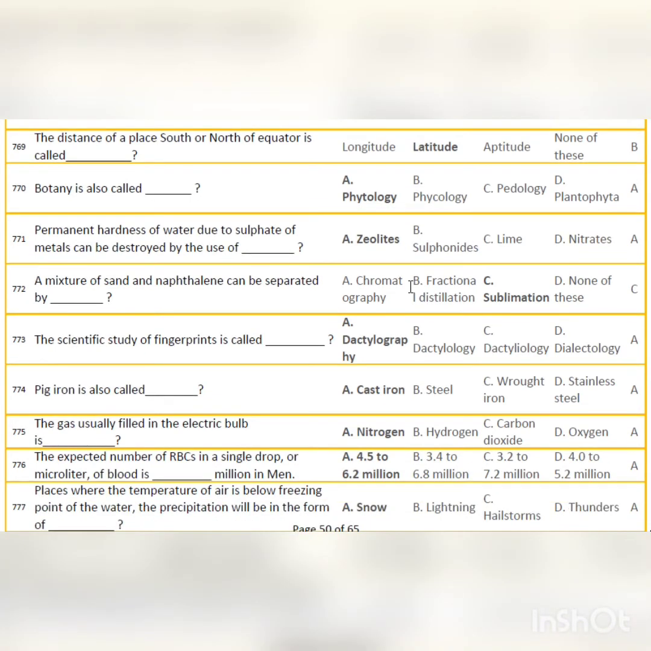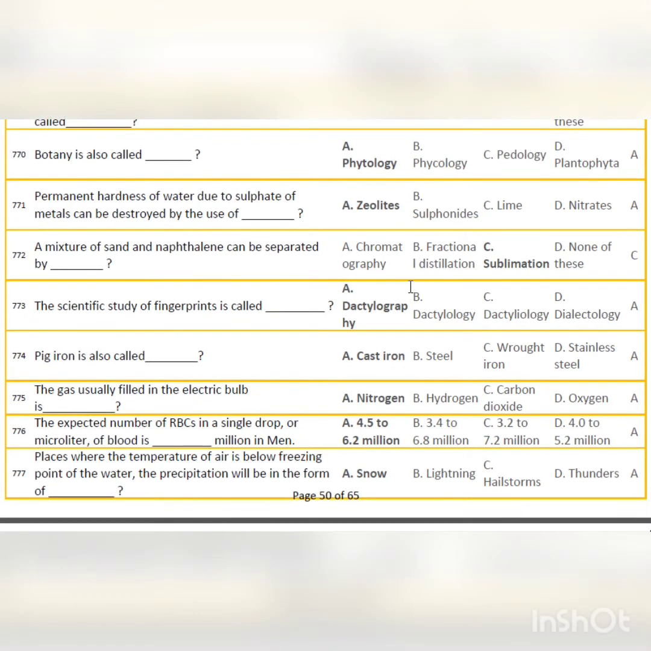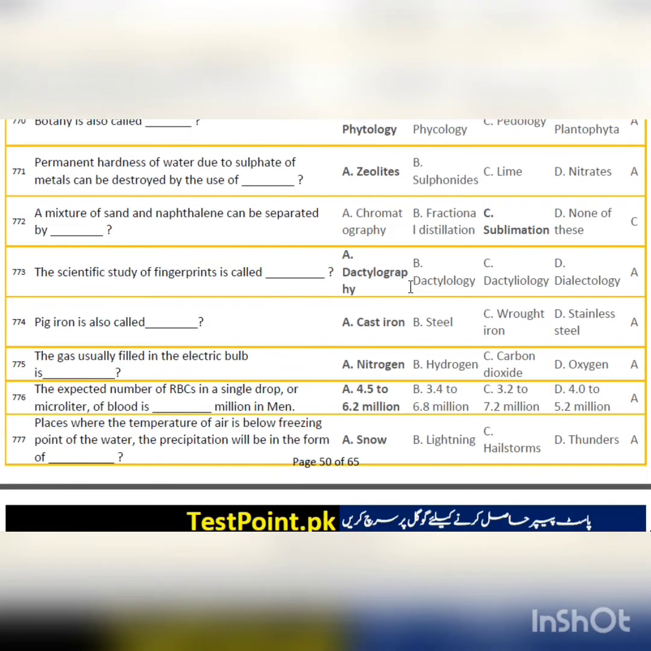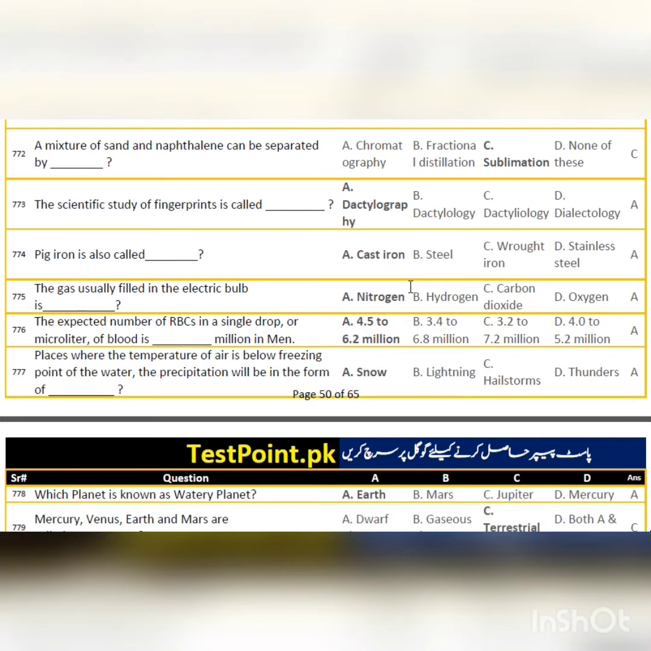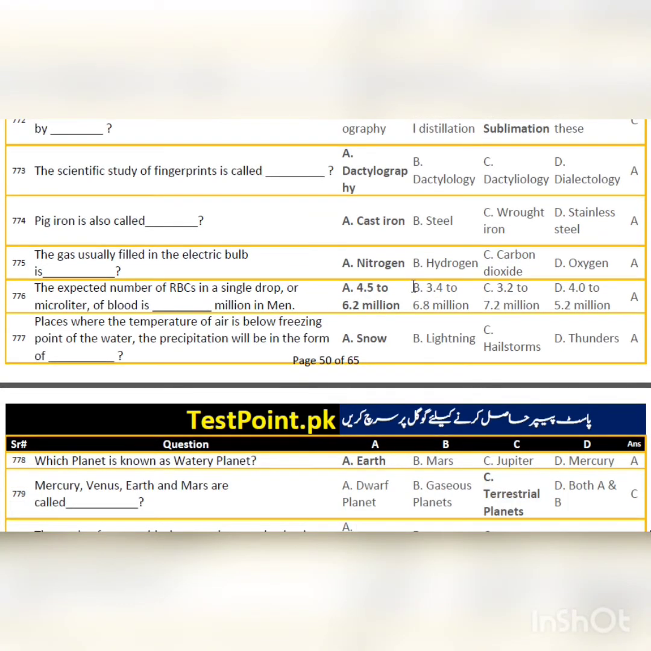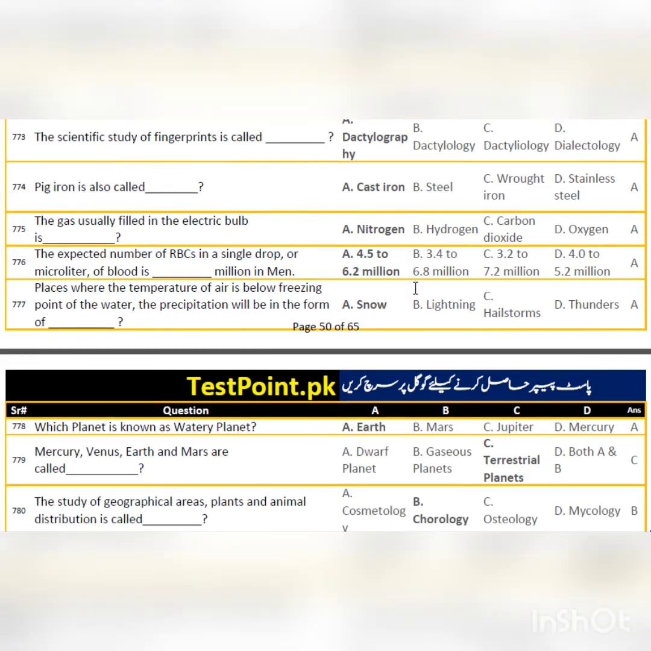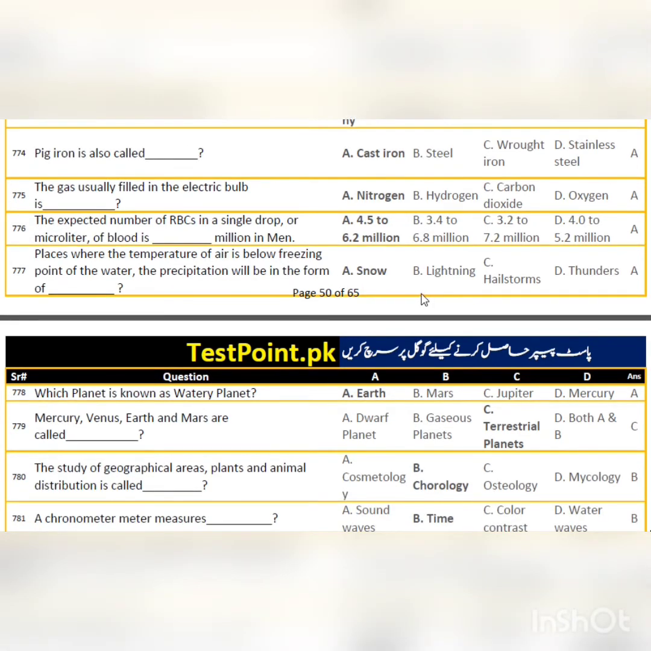Digestion of food is completed in the A. small intestine, B. large intestine, C. stomach, D. liver. Answer is the A. Small intestine.